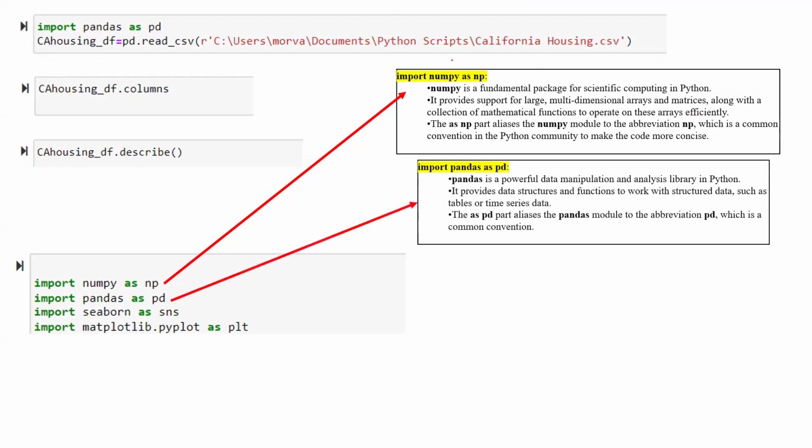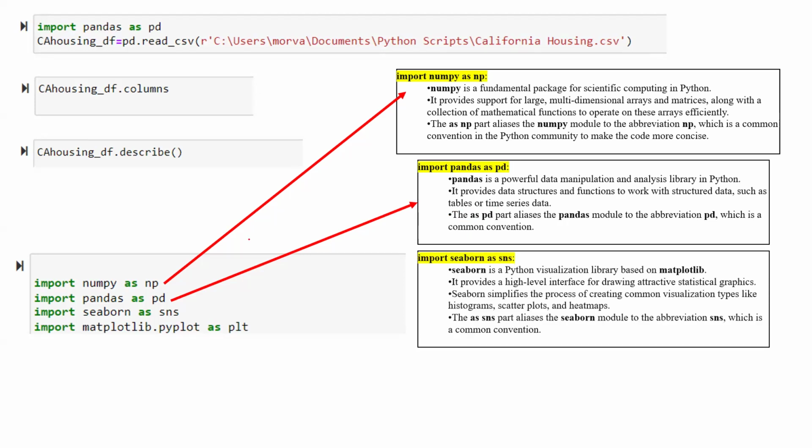The next one, we're going to import pandas as PD. As you remember, pandas is a powerful data manipulation and analysis library in Python. It provides data structures and functions to work with structured data, such as tables or time series data. And the next library that we need is, we're going to import Seaborn as SNS. Seaborn is a Python visualization library based on Matplotlib. It provides a high-level interface for drawing attractive statistical graphs.